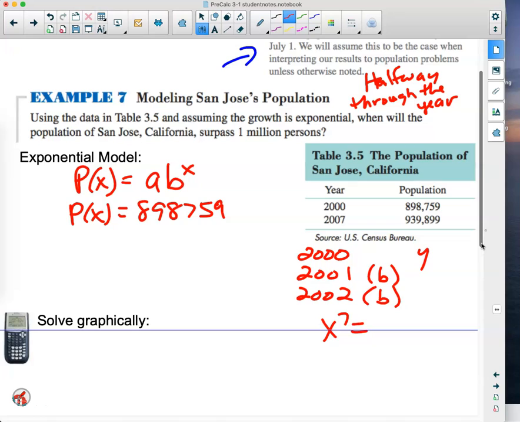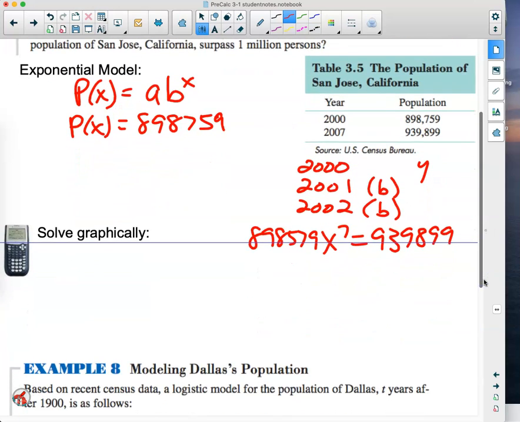So they took 898,579 times something to the 7th power, and that gave them 939,899. Well, that we're going to have to solve because we have to figure out what that x is, because that x is actually our base. So the first thing we would do is divide both sides, and I'm going to change this now to b to the 7th. So we're going to divide both sides.